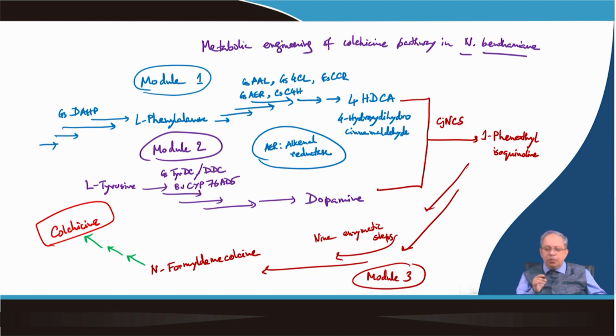Now, dopamine they also produce through module 2 by putting the genes of dopamine formation from Gloriosa as well as from Beta vulgaris, that produces dopamine. Now, this dopamine and HDCA join by norcoclaurine synthase, which they have taken from CJ, meaning Coptis japonica, and it makes 1-phenethyl isoquinoline and subsequently all 9 genes inserted, and that makes the N-formyl demecolchicine. That means, starting from the primary metabolism the end product was achieved.